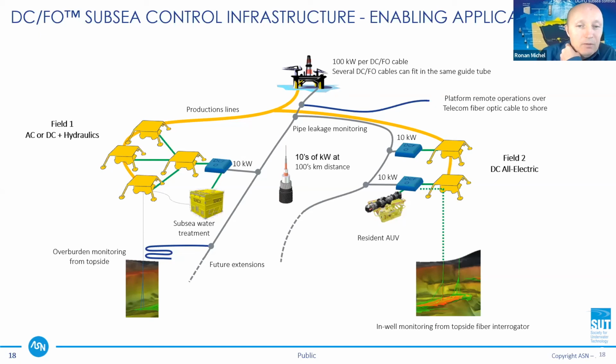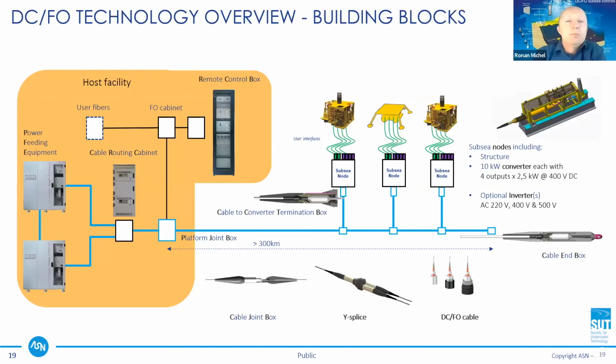Then we move to the building blocks of DCFO. So what we're seeing there is a DCFO system where we see the building blocks. From the topside, we have power feeding equipment feeding high voltage DC power on the line, and then we have Y splices which enable us to derive the power to places of interest. So it's the same cable, the same building blocks, whatever the system. We can use cable joints to repair and extend the system whenever. We have a cable end box that we cut and replace with a cable joint when we extend the system. And then we have the subsea converters, which are stepping down the high voltage power to low voltage to the users, so wells, templates. That is showing a typical structure.